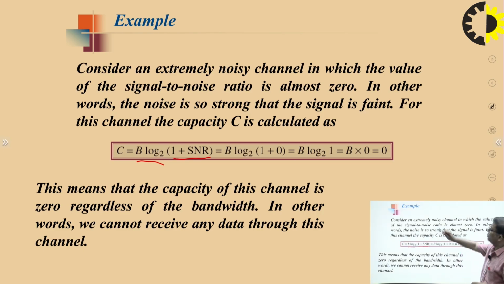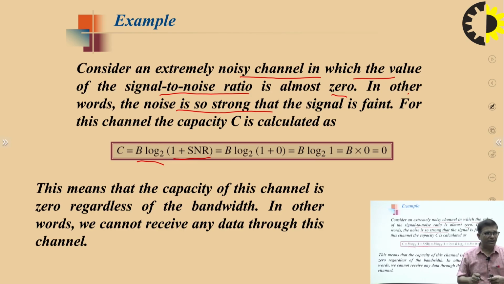Okay. So if we are using an extremely noisy channel where the signal-to-noise ratio is almost 0. In other words, the noise is so strong that the signal is faint. We are not receiving the original signal. We are just receiving the noise only, because the original power of the signal has been lost somewhere. So the capacity of the channel can be calculated using the Shannon formula. C equals B log 2 of 1 plus SNR.